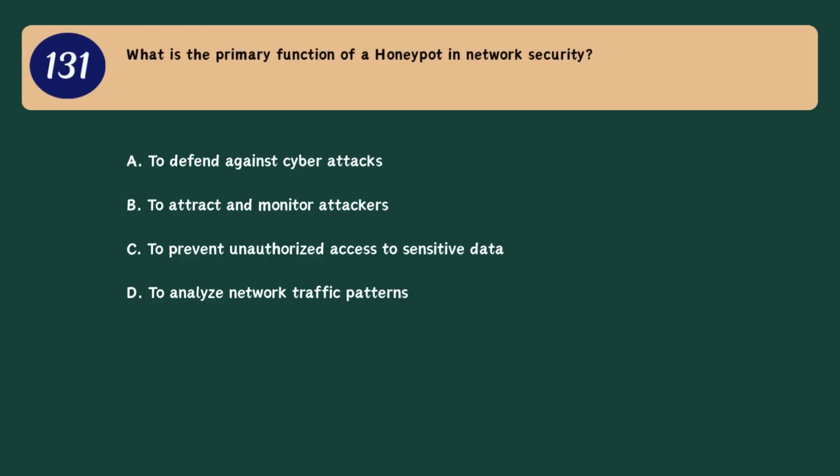Question 131. What is the primary function of a honeypot in network security? A. To defend against cyber attacks. B. To attract and monitor attackers. C. To prevent unauthorized access to sensitive data. D. To analyze network traffic patterns.